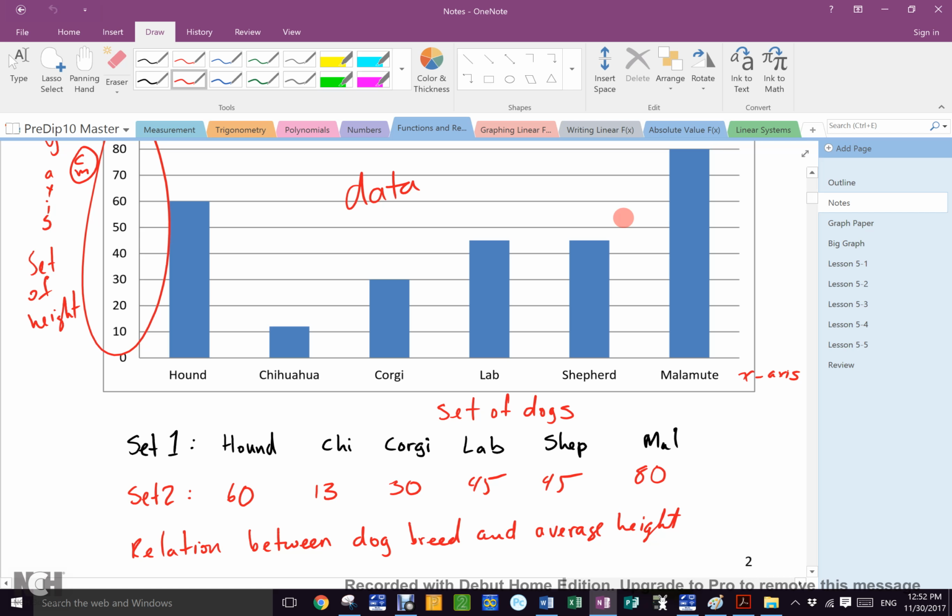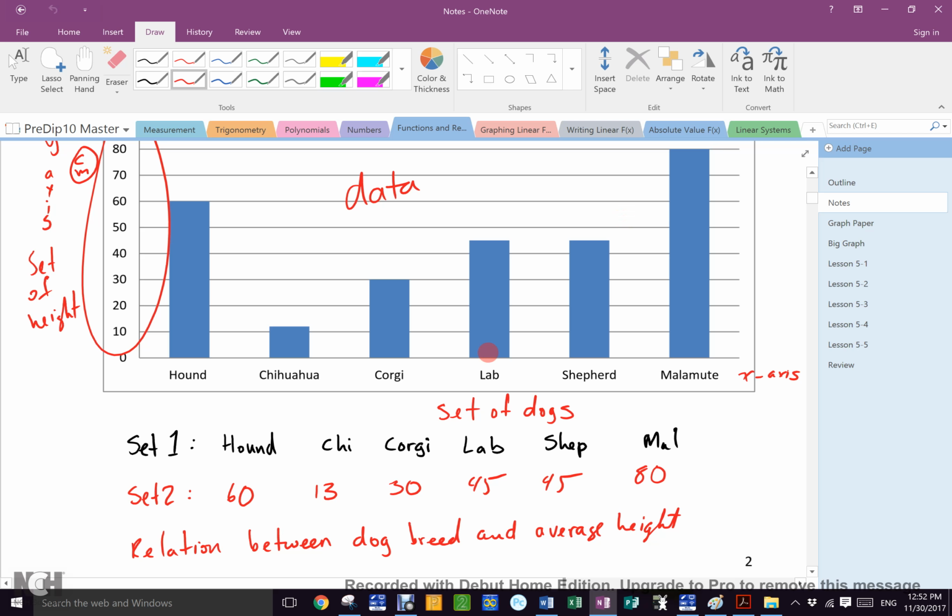How tall is the Malamute? Beautiful. Which dog is 45 centimeters tall? No. No. I didn't ask for two answers. I want to know which dog is 45 centimeters tall. Please tell me. The lab is 45 centimeters tall. But I didn't say give me a bunch of dogs.